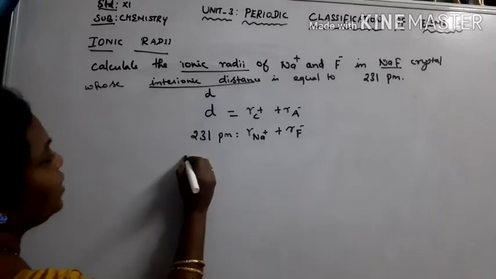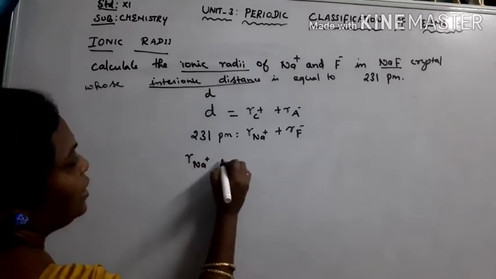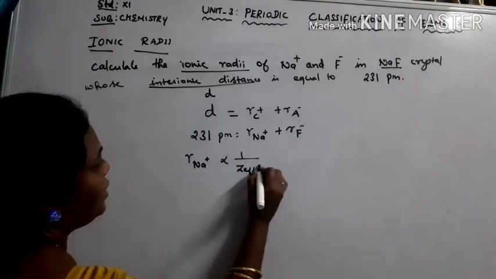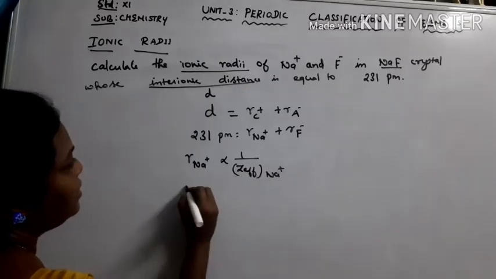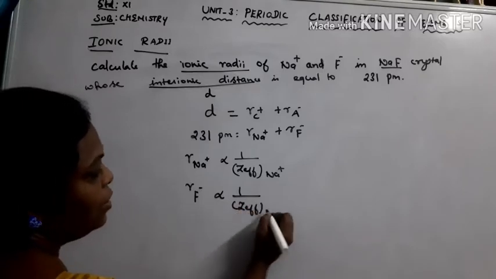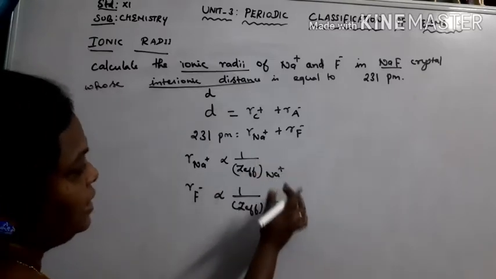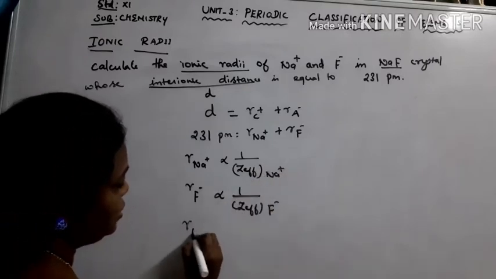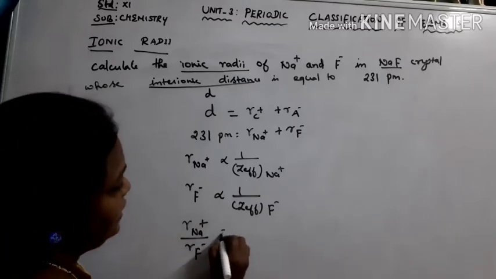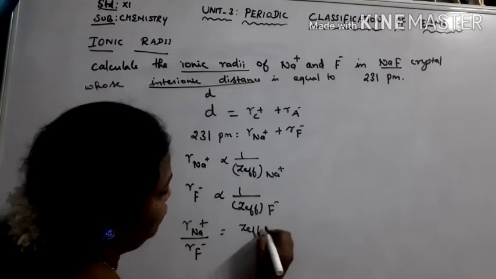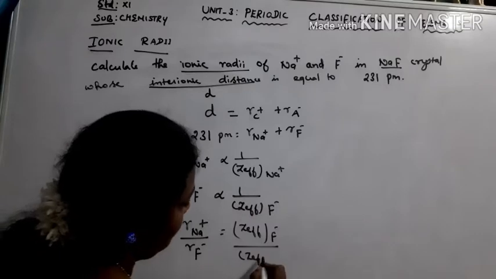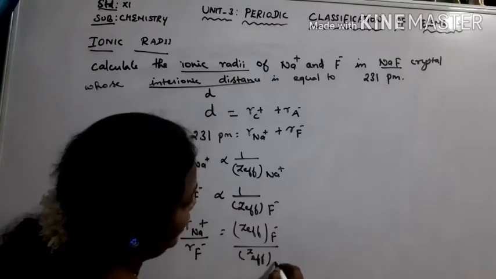We know that the radius of Na plus is inversely proportional to the effective nuclear charge of Na plus. Likewise, the radius of F minus is inversely proportional to the effective nuclear charge of the fluoride ion. By dividing these two equations, we get the ratio: radius of Na plus divided by radius of F minus is equal to the effective nuclear charge of fluoride ion divided by the effective nuclear charge of Na plus.